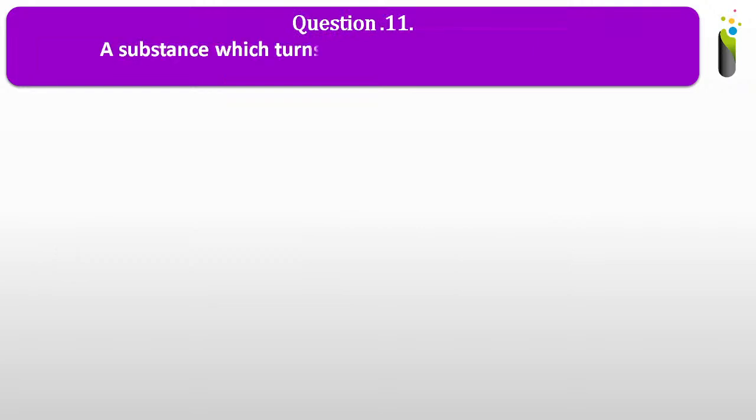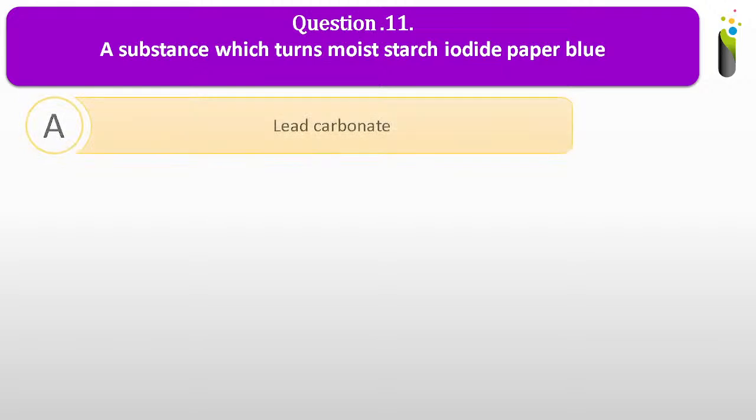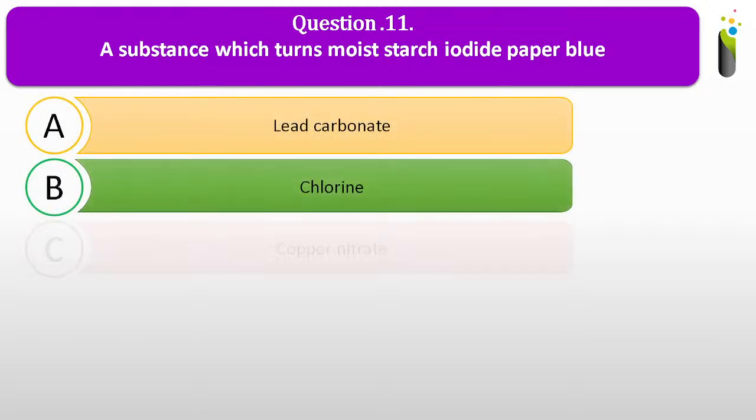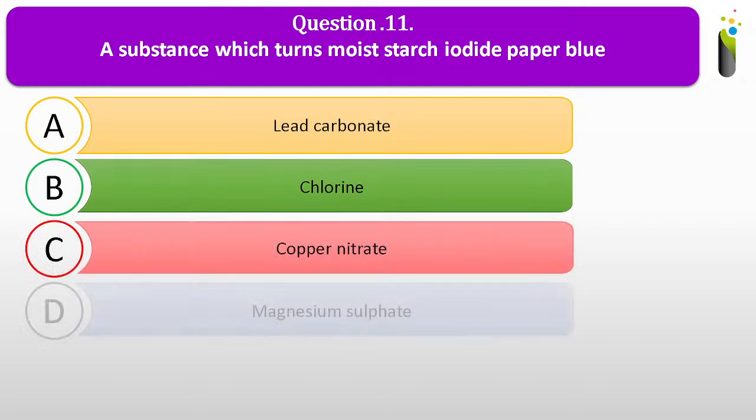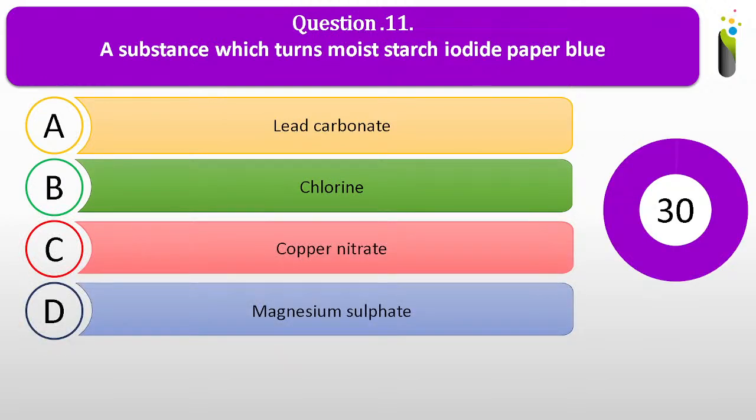Coming to the next question, number 11. A substance which turns moist starch iodide paper blue. Very good, Dhruv Tomar. You also got it right. A substance which turns moist starch iodide paper blue. A. Is it lead carbonate? B. Is it chlorine? C. Is it copper nitrate? D. Is it magnesium sulfate?